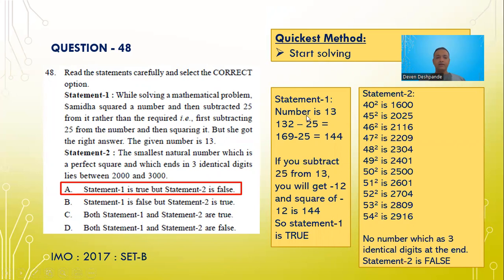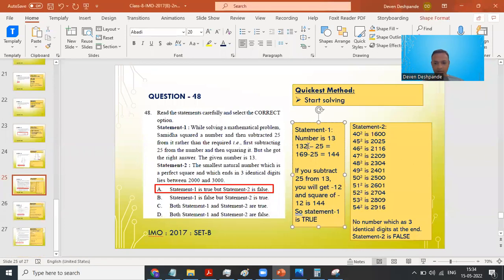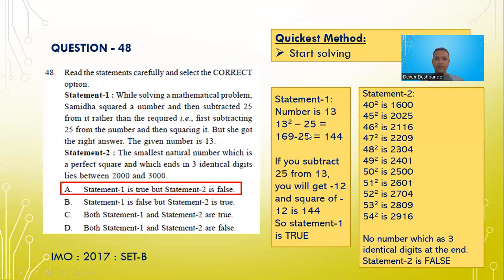Let's start solving. Number is 13. So what is 13 square? 13 square is 169, isn't it? 169 minus 25. She subtracted 25 from the square of the number. So 169 minus 25 is 144. So the first result is 144.